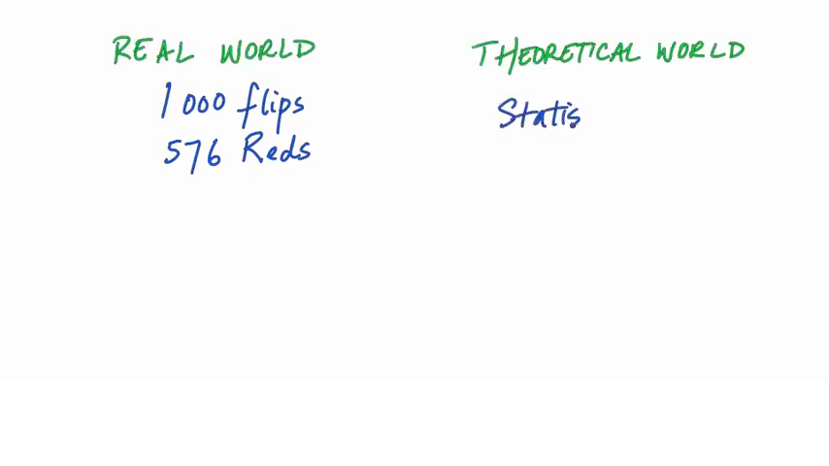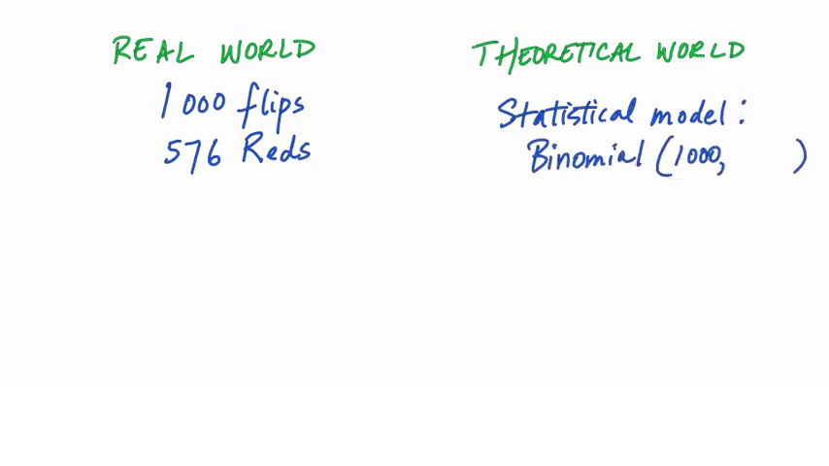We have a statistical model for this situation. It's binomial again for the 1,000 flips. But this time, we don't know the probability of getting red on any one flip. So now the question is, what can we say about our beer bottle cap and the proportion of times it comes up red when flipped?